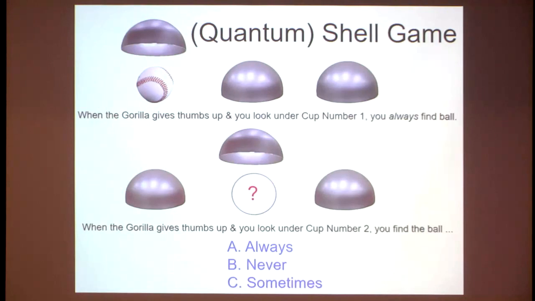How are you guys so good? So a lot of you think it's always. That's right. It turns out, even though there's just one ball, and remember, if you ever doubt it, you can challenge, and then all 3 cups reveal that there's just one ball there. There really is just one ball. And yet, when he gives thumbs up, when you looked under cup number 1, the ball was always there, and when you looked under cup number 2, the ball was always there. So how is this possible when there's only one ball?